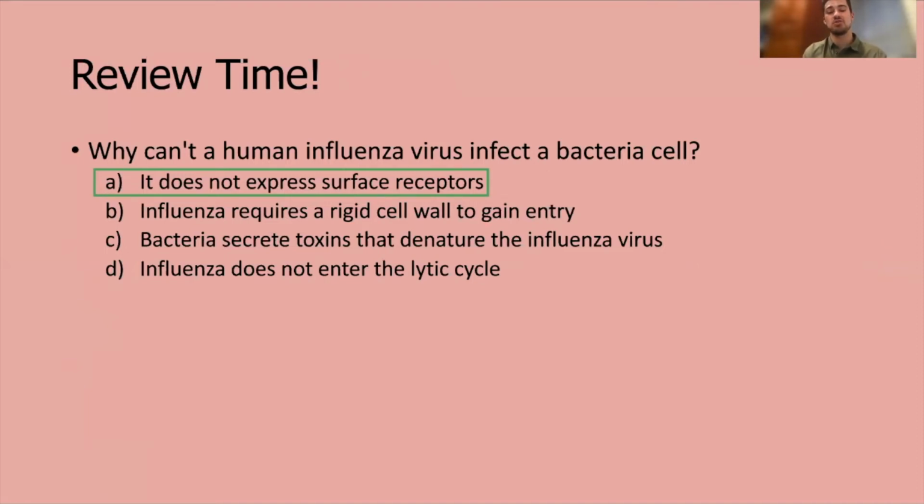C, bacteria secrete toxins that denature the influenza virus. That's not true either. Even if it were true, that's not really why human influenza virus wouldn't be able to infect the bacteria cell. It's really because it's protected by a cell wall. And D, influenza does not enter the lytic cycle. Again, even if that is or is not true, that's not why the influenza virus cannot infect the bacteria cell. So the only one that has true information and adequately answers the question is A, it doesn't express surface receptors for the influenza virus.